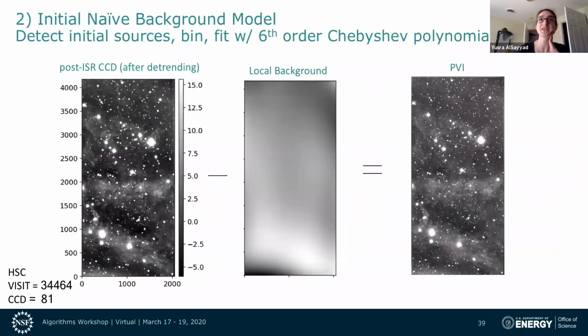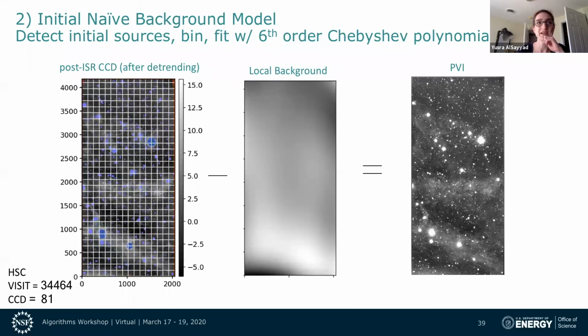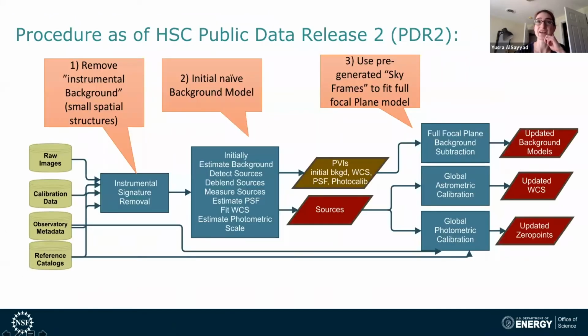And the way we do this is you take the post-ISR CCD. This is done per CCD. We run detection, mask out all the detected pixels, bin it up into 128 pixel bins, take a robust mean of each pixel, and then model it as a 6th order Chebyshev polynomial. Subtract that off, hold that to the side, and the result is a processed visit image. The sources are measured on that image.